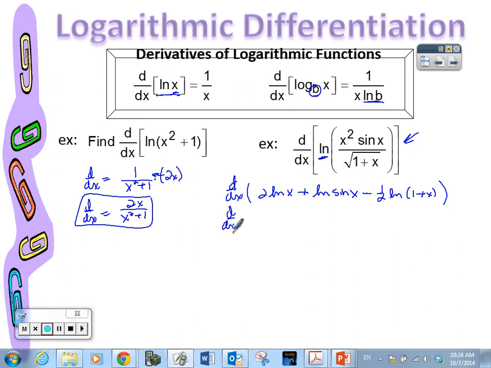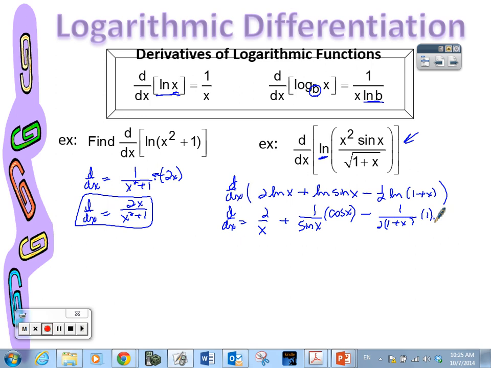So d/dx equals, my first one, the 2 is a multiplier. So it's just going to be 2 times 1 over x, or just 2 over x, plus the derivative of natural log of sine x, which is 1 over sine x times the derivative of sine x, which is cosine x, minus, then my next one is 1/2 natural log of 1 plus x. So my derivative is 1 over 1 plus x, and I'm going to bring the half down there, times the derivative of 1 plus x. What is the derivative of 1 plus x? It's just 1.